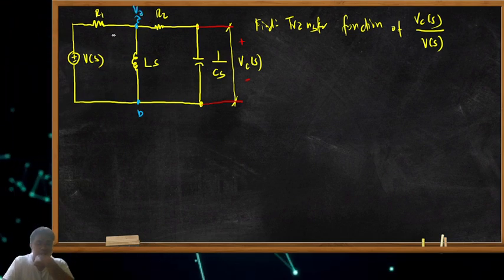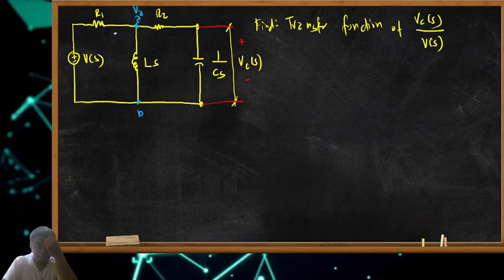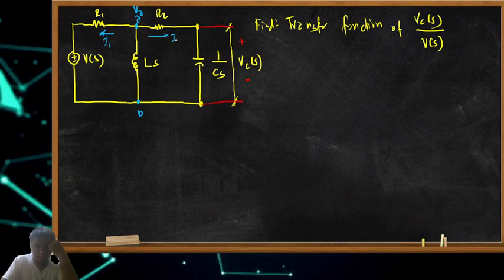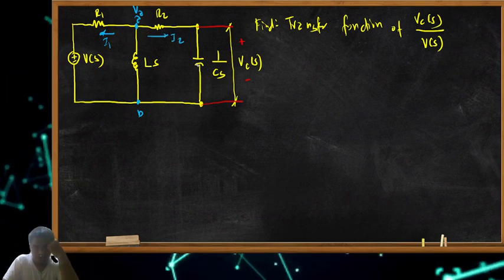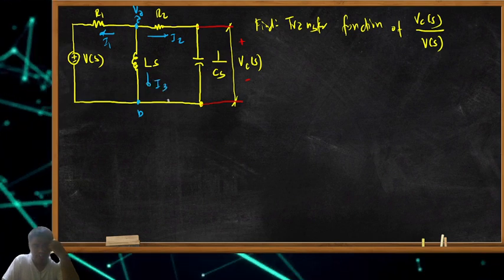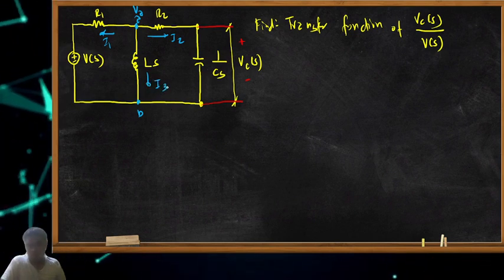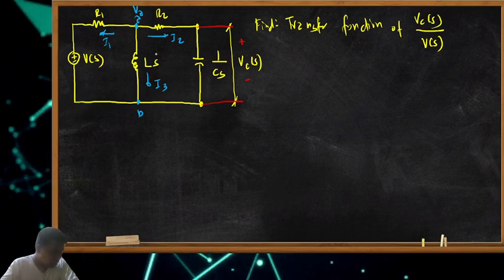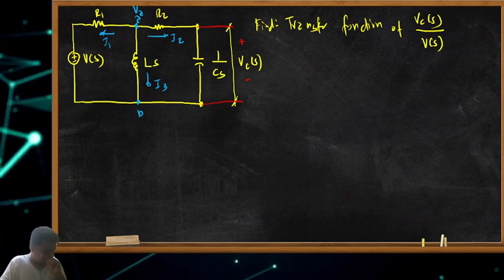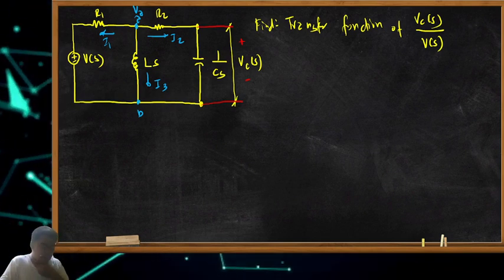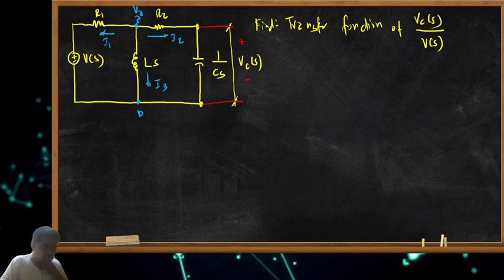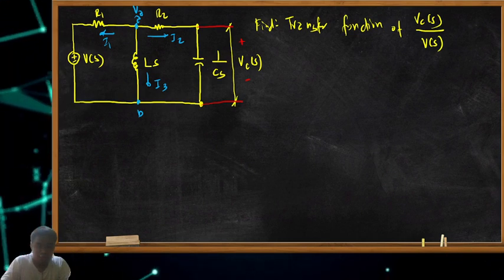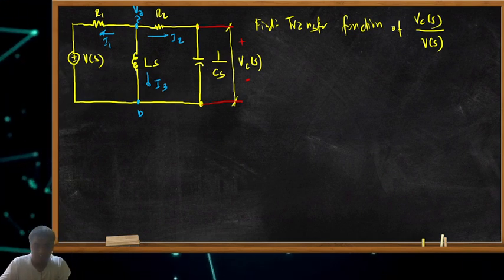So we have here a current. Maybe we have a current here, this will be our I1. Then we have here I2, which is also the current over here. And we have here our I3. We do not assume that one as part of the current for our I1, I2, and I3. Okay, so next we are going to get the nodal equation. Now for this one, where's my pen?